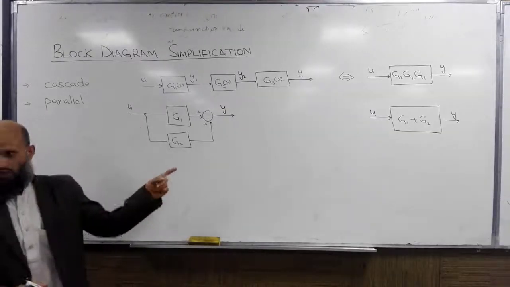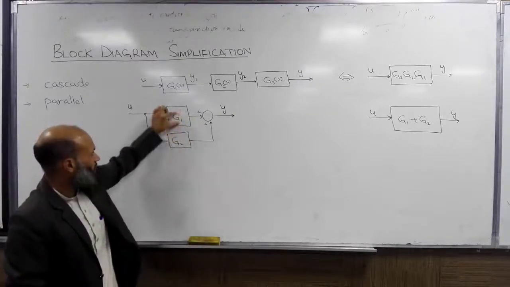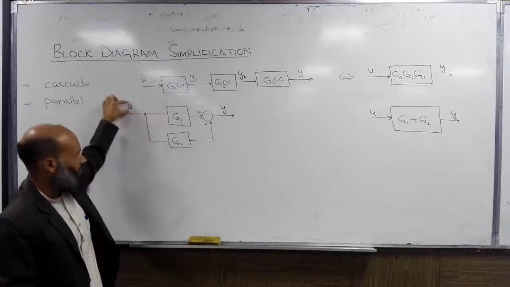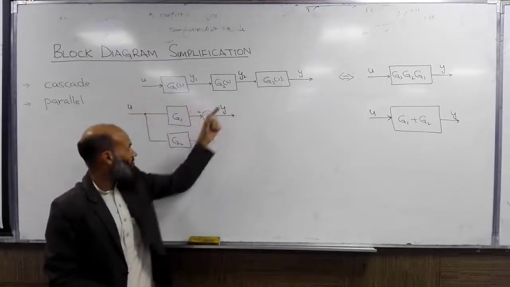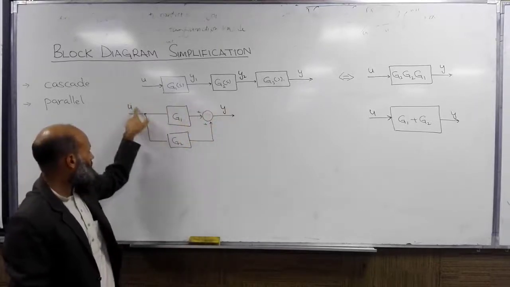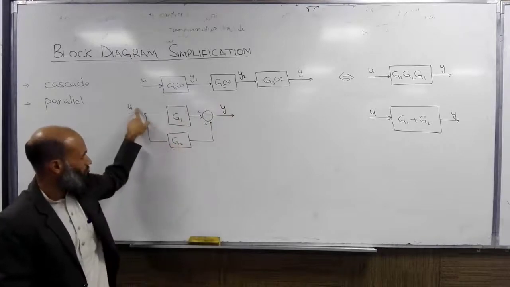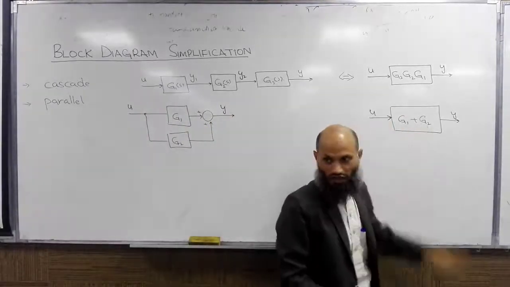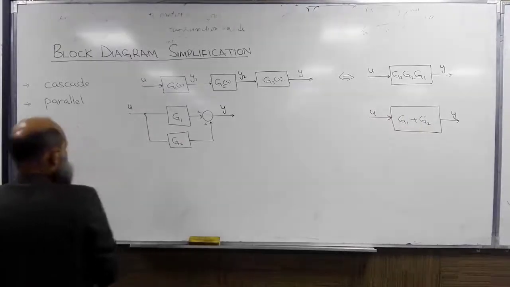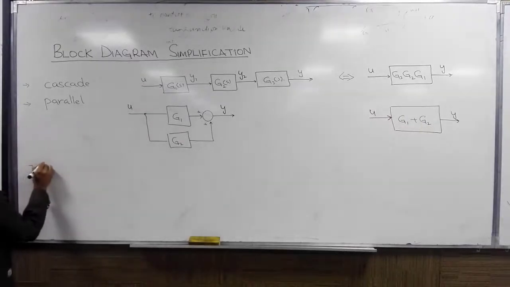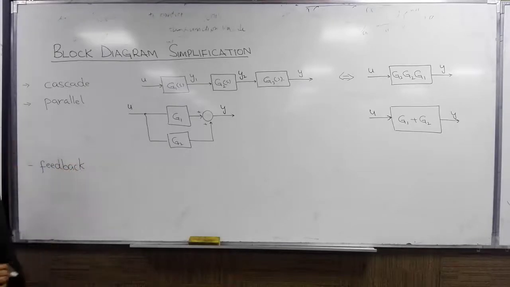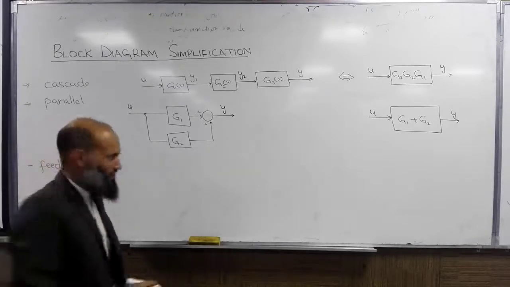That is quite intuitive. This signal is G1 multiplied by U. This signal is G2 multiplied by U. So Y is equal to G1 U plus G2 U, which is the same as G1 plus G2 multiplied by U. Third is the feedback connection, and in many control systems you have feedback connections.